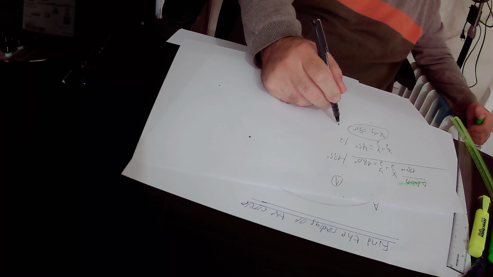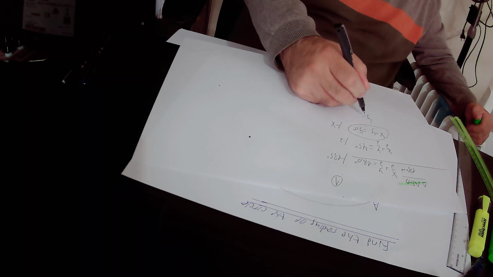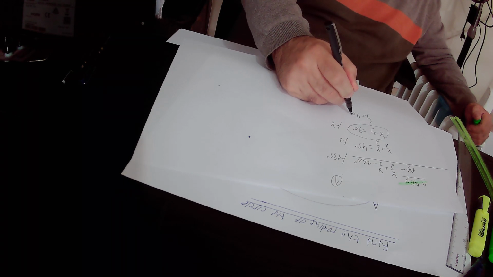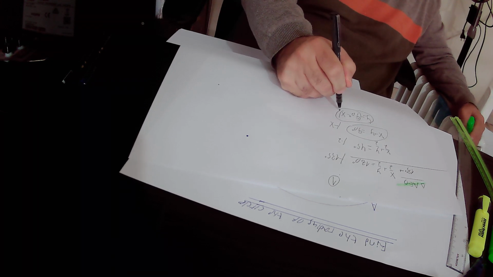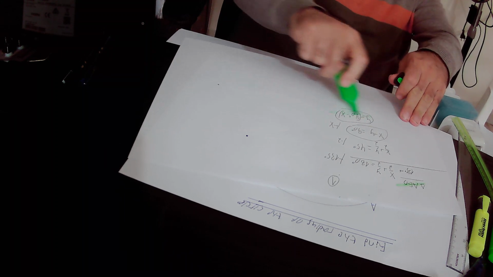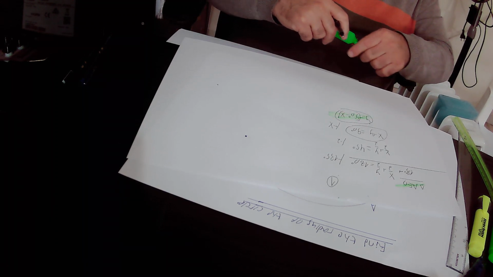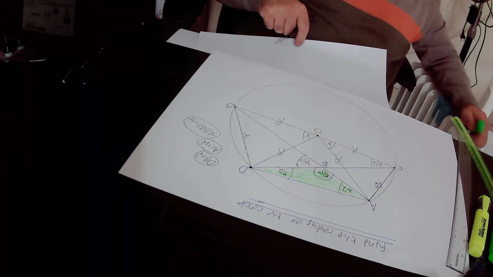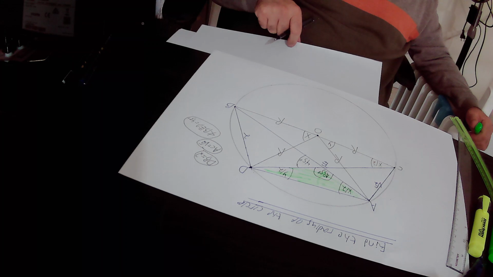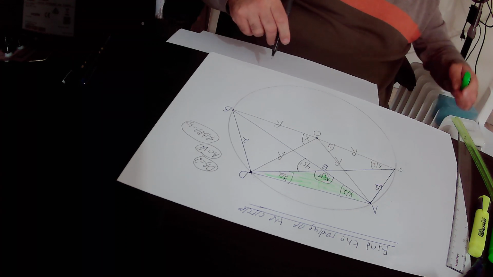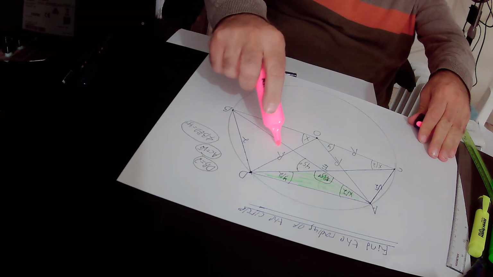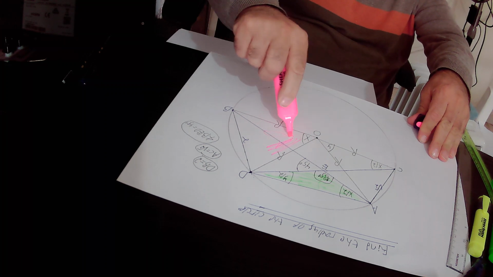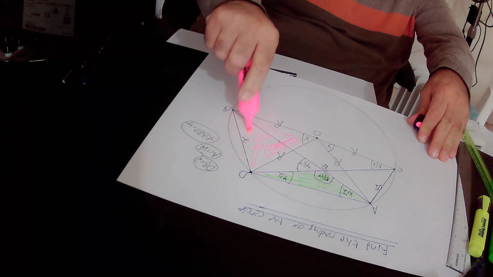We subtract x from this equation, and we get that y equals 90 degrees minus x. In the next step, we'll focus on the pink triangle, triangle DOB.